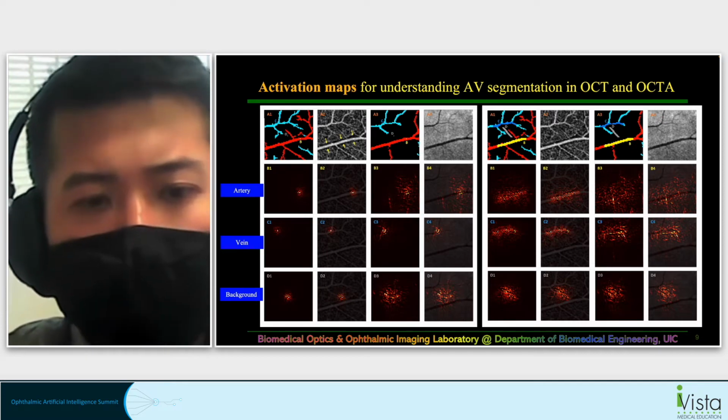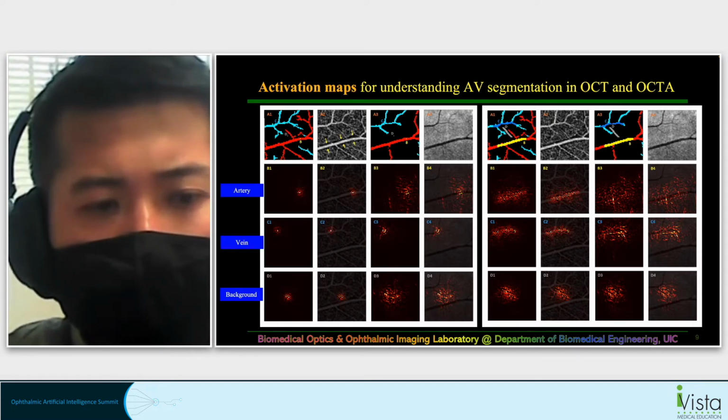The saliency map for the OCT shows a much larger area is used for classification. This is most likely due to the lower vessel contrast in OCT. Therefore, the CNN needs this information for prediction.